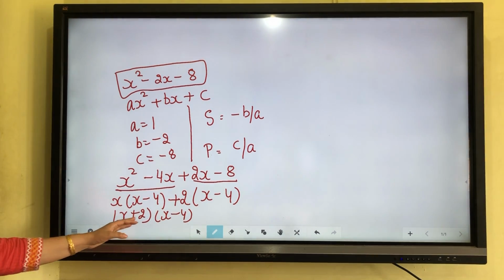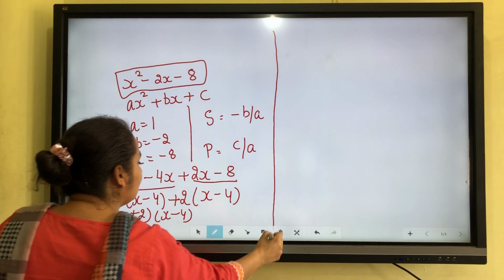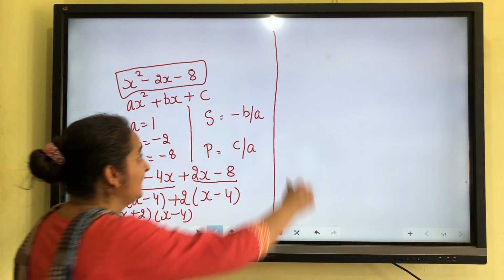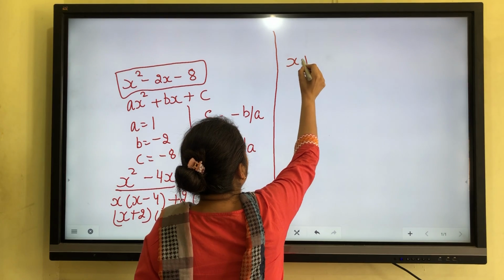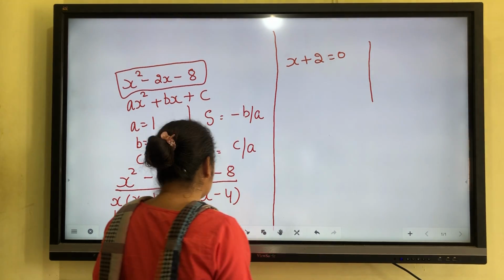But these are just the factors, and in the question we want to find the zeros. Zeros mean the value of x. And how will you calculate the zeros? Zeros mean the factors: we will equate each factor to 0. This is called the first zero.